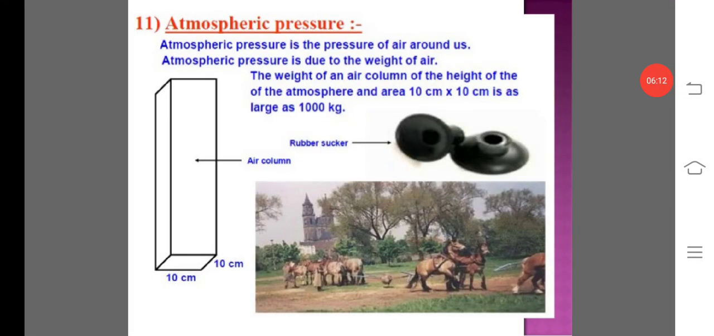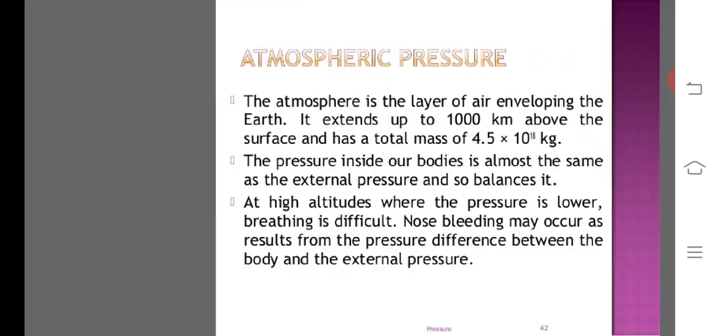Now, atmospheric pressure. Atmospheric pressure is the pressure of air around us. Atmospheric pressure is due to the weight of air. The weight of an air column of the height of the atmosphere and the area 10 by 10 centimeters is as large as 1000 kg.